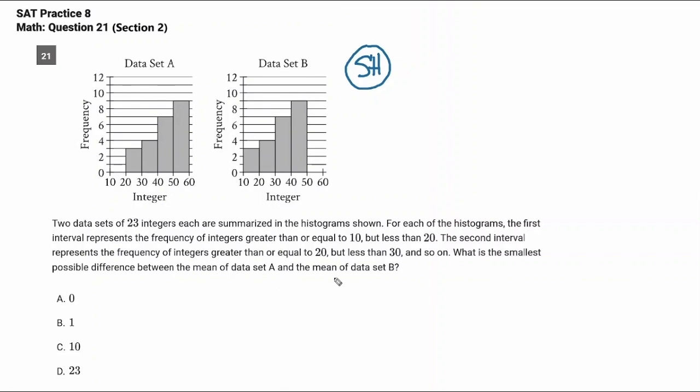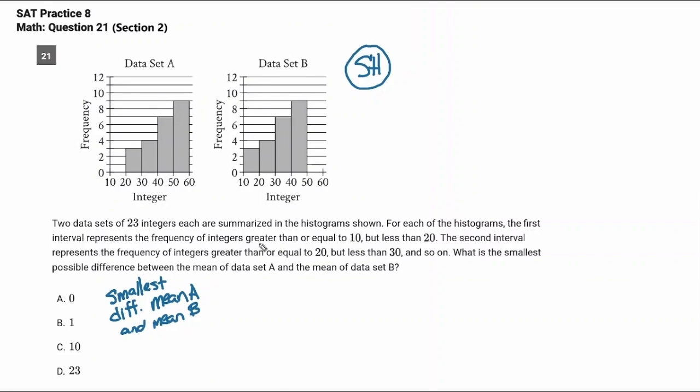What's the smallest possible difference between the mean of dataset A and the mean of dataset B? So let's just start by writing down what we want. We're going to try and find the means of dataset A and B, or we're going to try and find the smallest possible difference. Let me just ask you a common sense question.